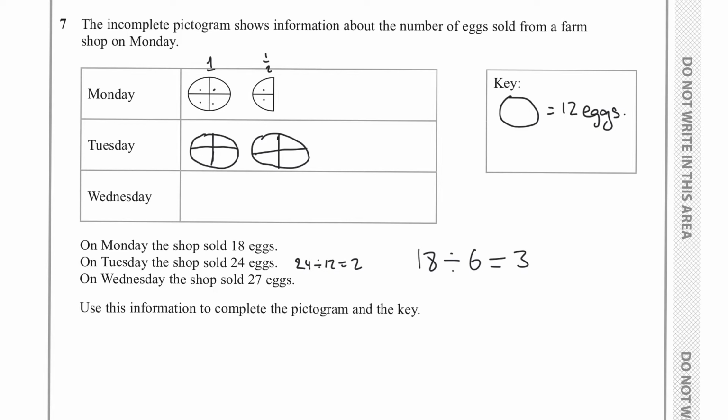Okay, so that's Tuesday done. Then Wednesday's got 27 eggs. So we're going to do 27 divided by 3, which is 9. So that means that we need 9 of the quarters in there. So in one oval is 4, and then in another oval, another 4. And then we've only got 8 at the moment. We need one more, so we're just going to draw one of the quarters. So that should be your pictogram filled in properly.